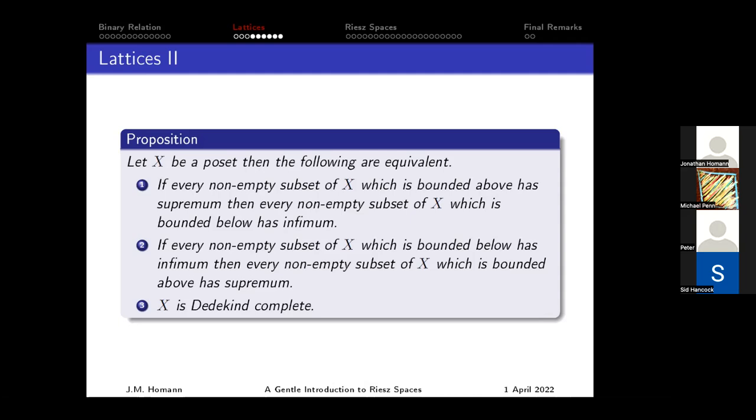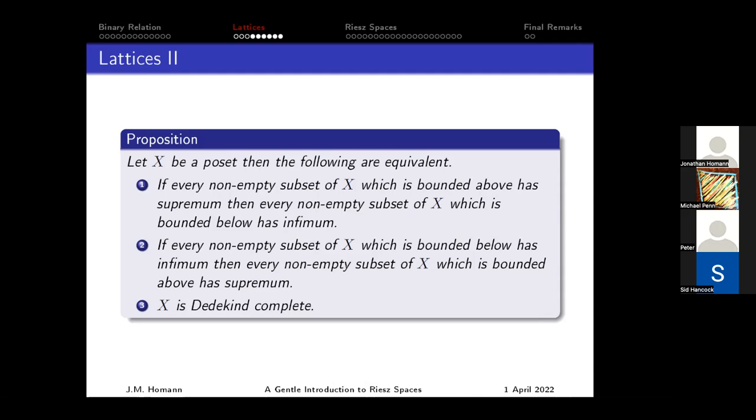And by our assumption, every subset which is bounded above has supremum. This gives us that the set of lower bounds of A has supremum. But this supremum is dominated by every member of A, which means that it's the greatest lower bound. And in fact, it is dominated by every member of A, which means that it is the infimum of the set A.